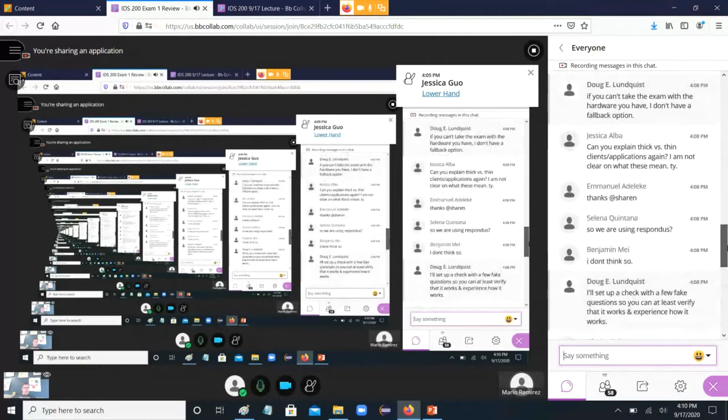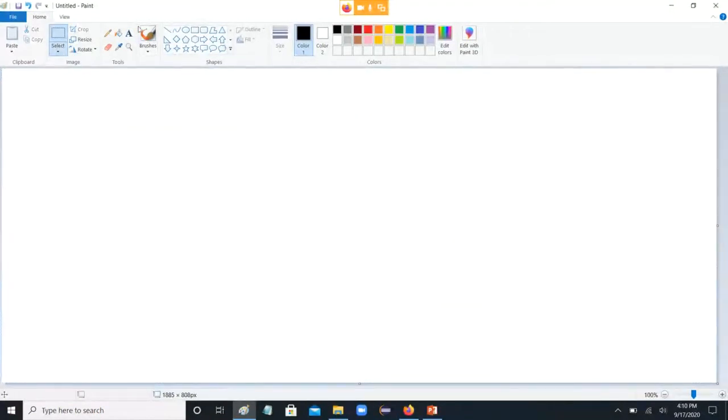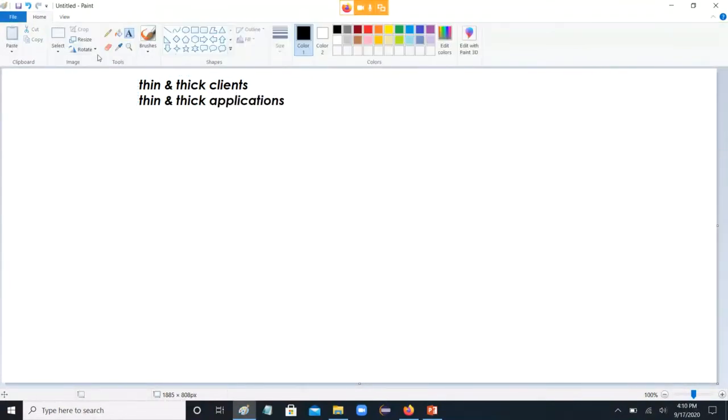We had one here, thin versus thick clients and applications. That's the first non-structural question, and I will answer it. Thin and thick clients, thin and thick applications. So let's move that down.